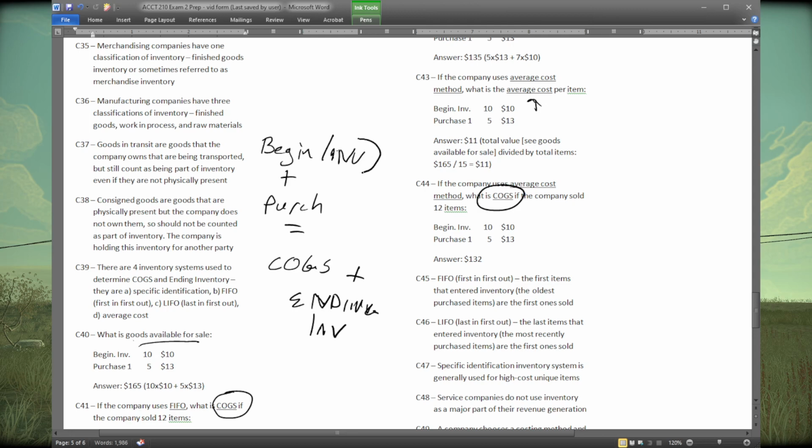So these two together are what we call goods available for sale. There's not really an acronym for this. This thing right here. And all it is doing, the thing that we've done before when we start working on these problems, is: here's the beginning inventory. That's the first part. Purchases, we only have one purchase here. So 10 times 10 is 100. 5 times 13 is 65.